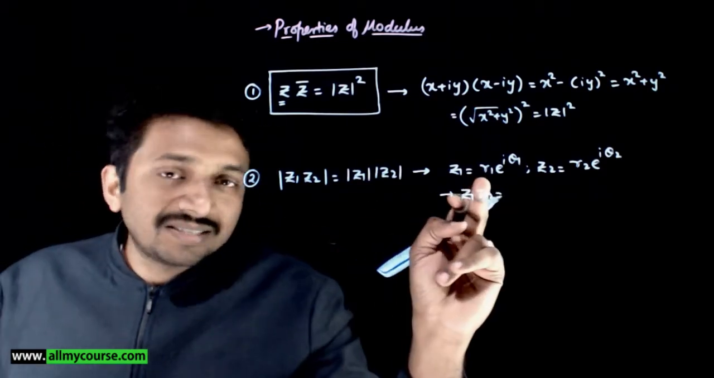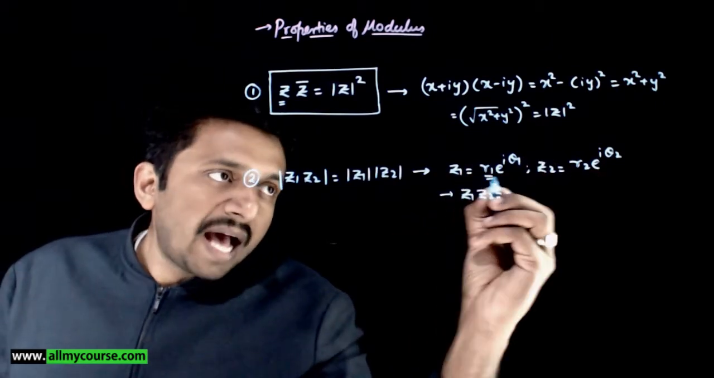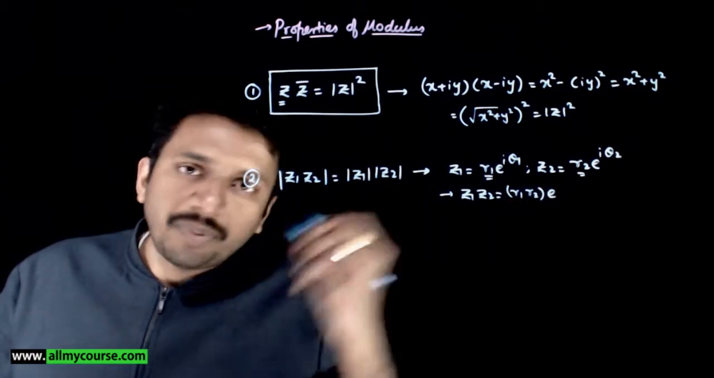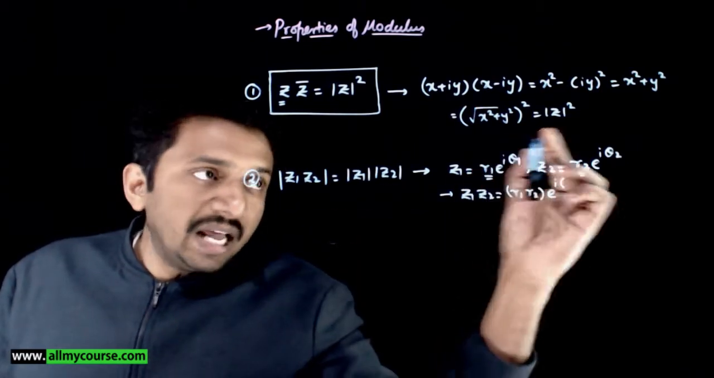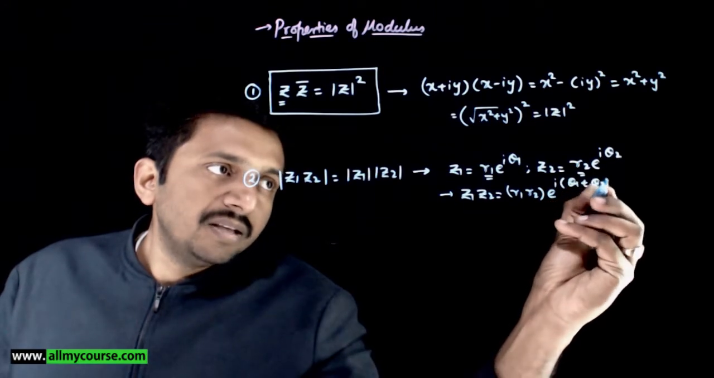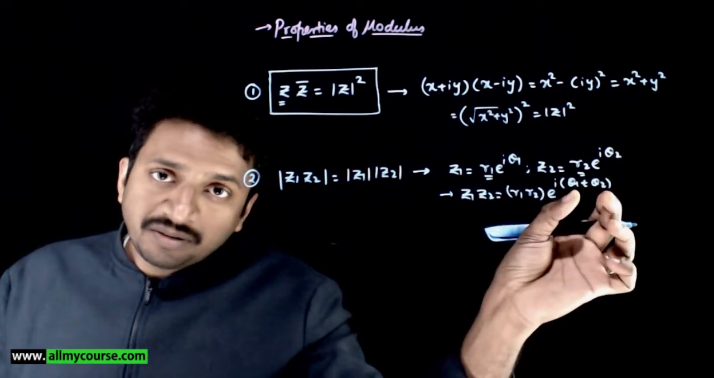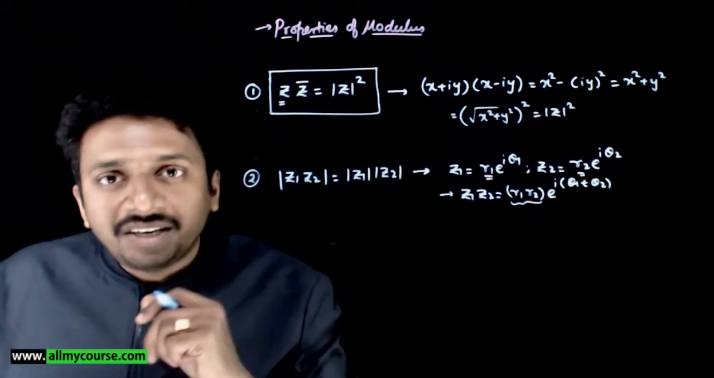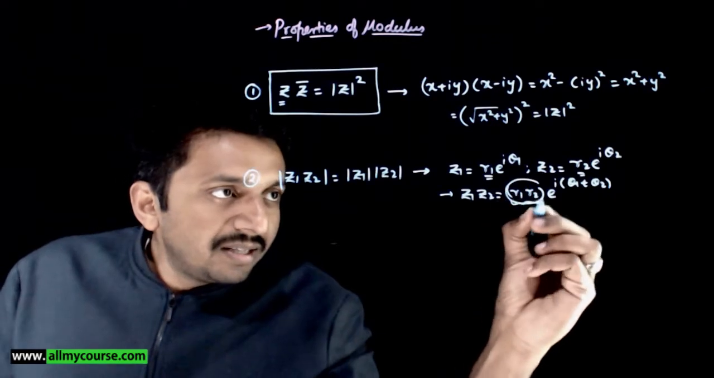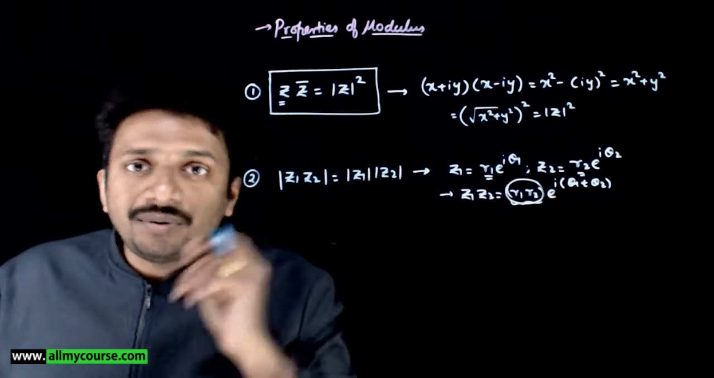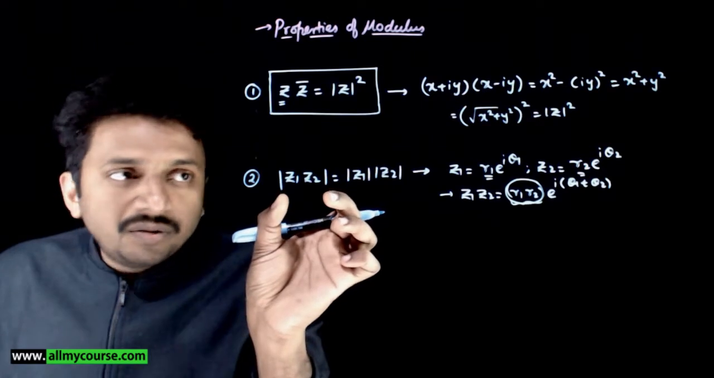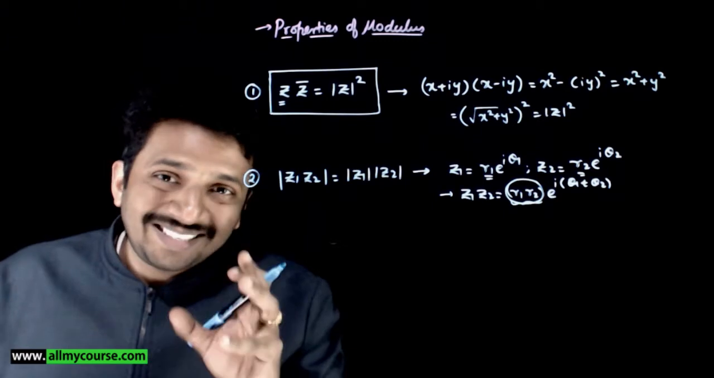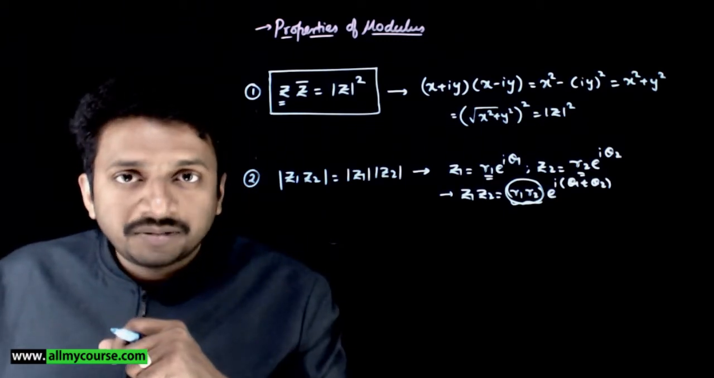z1 into z2 is, you just need to multiply these two. So r1 and r2 are real numbers, so they get multiplied separately, r1 r2 times e power i times theta 1 plus theta 2. So theta 1 plus theta 2 became the argument. And the number which is outside e power i theta is nothing but r1 into r2, which is nothing but the magnitude of z1 into z2. So mod of z1 into z2 is equal to mod z1 into mod z2. This is a very important property. Let us see how to apply this when we deal with problems.